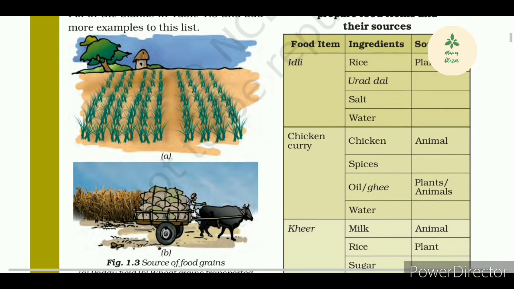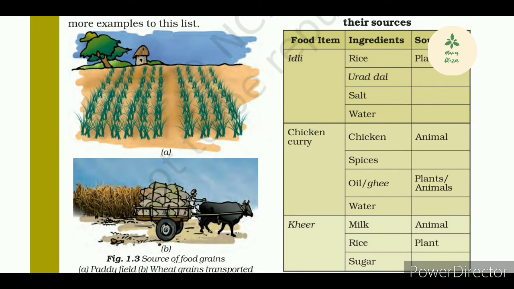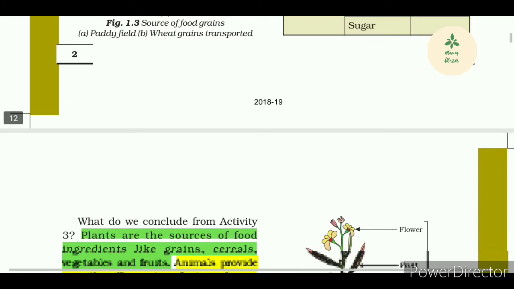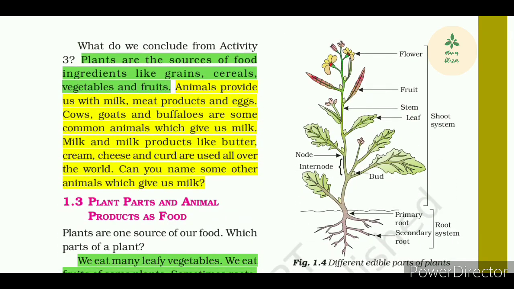Now come to the table. Just come to the first point only. Idli needs ingredients like rice, urad dal, salt and water. Rice we get from plants, urad dal also we get from plants, salt we get from the sea or seawater, and water is a natural source, rain or earth. We are going to discuss this chapter in the PPT also, so don't just pass over it.